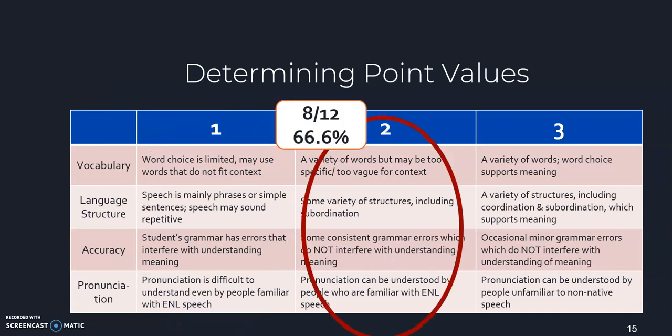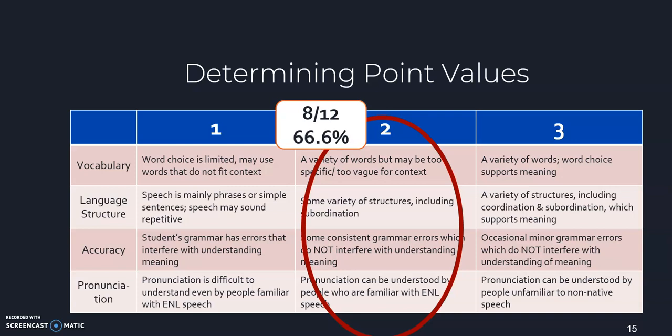And likewise, look at if a student got all the middle levels, which, let's review this. It's a variety of words that may be too specific or too vague for context, some variety of structures including subordination, some consistent grammar errors which do not interfere with understanding meaning, and the pronunciation can be understood by people who are familiar with English as a new language speech. If a student is at that performance, that sounds pretty good to me. Is that really a 66%?